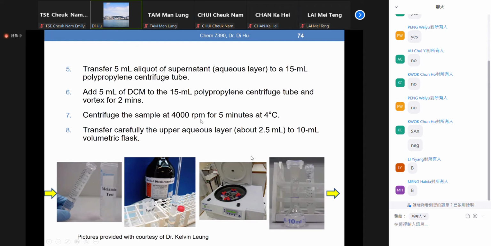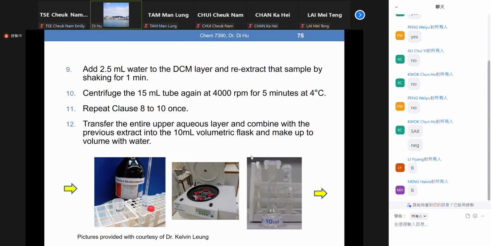Why? DCM is heavier than water, okay? Think about the density of DCM, right? It's heavier than water. So that's why if we want to take the aqueous phase now, it's upper, because now we're using DCM to wash it, okay? Don't make a mistake in this step, okay? And then we just add a few more water into the DCM layer and re-extract it and repeat. And then transfer the entire upper aqueous layer into the tube and combine with the previous extract.